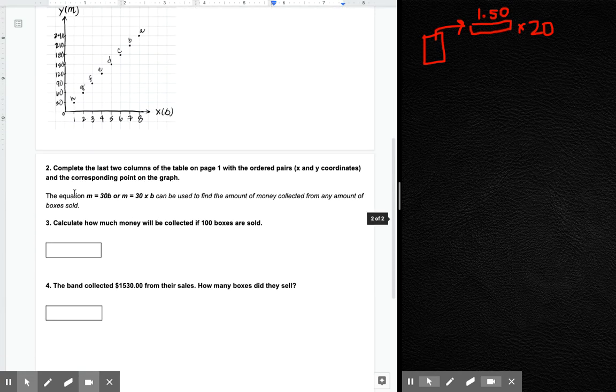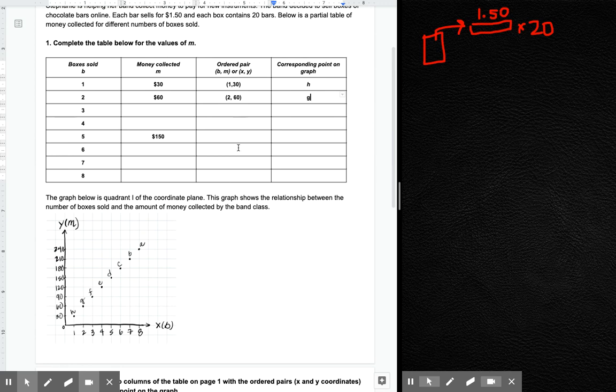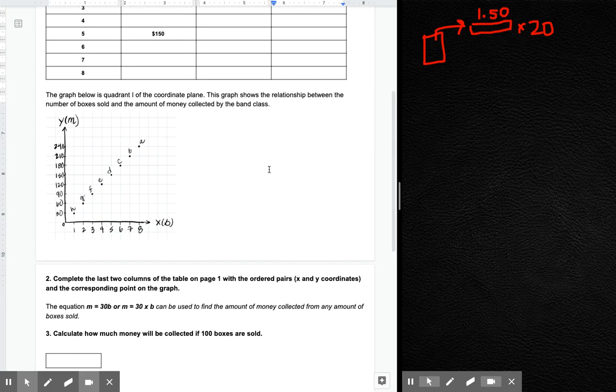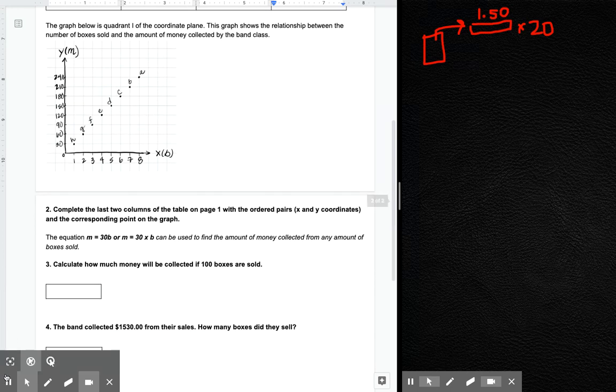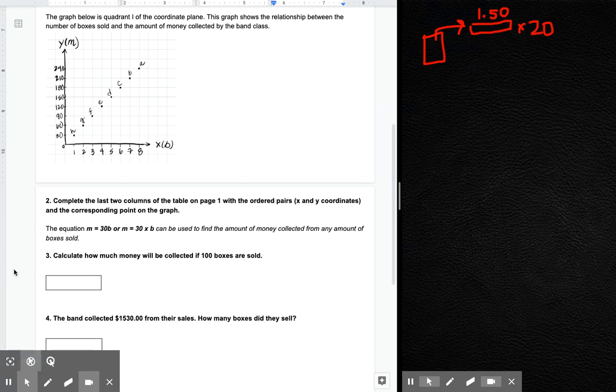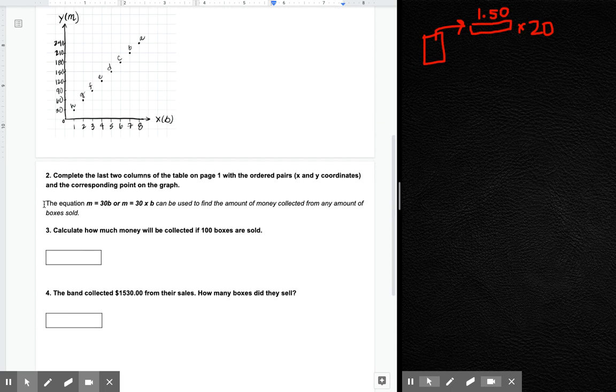Number 2 is asking you to go back and fill out these last columns here. So you can do that when you get to that point. Okay, for this second one, the equation M equals 30B, or M equals 30 times B, can be used to find the amount of money collected from any amount of boxes sold.